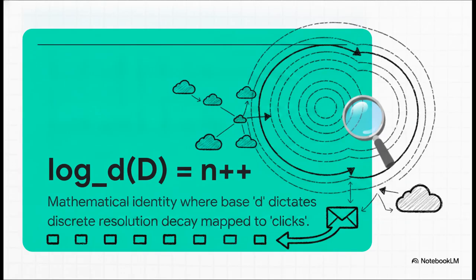This visual behavior is driven by one very specific mathematical identity, log base d of d equals n++. In this formula, the base d dictates a discrete resolution decay. It acts basically as a logarithmic lens. It maps the resolution of the data to discrete bit-perfect counting clicks, which is represented by the n++. This logarithmic scaling is exactly what gives that temporary database node its discrete, strictly measured thisness. It makes sure that every single event, like our SMS message, gets anchored to a specific, unique, countable coordinate within the digital universe.